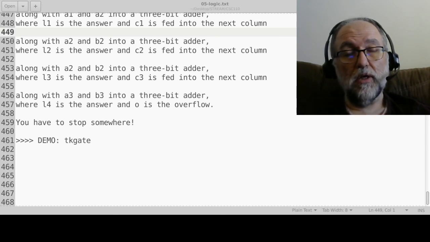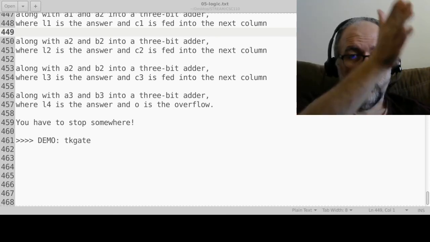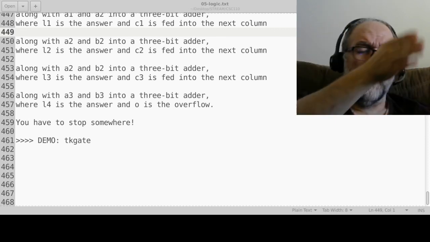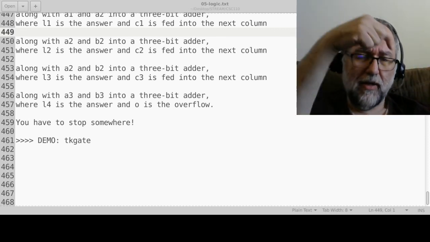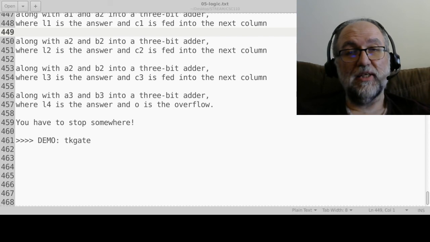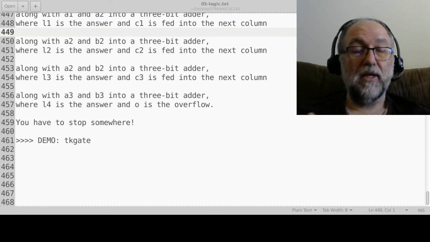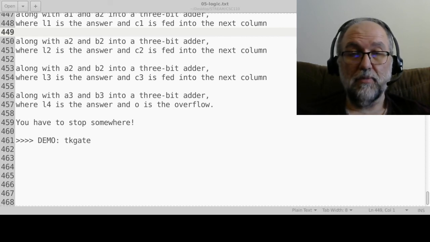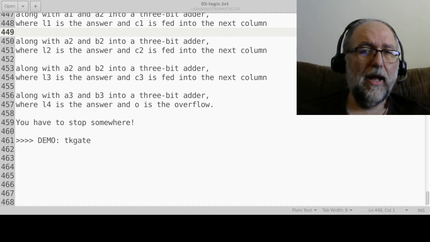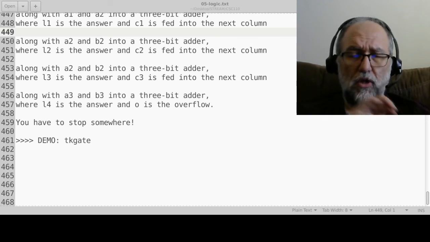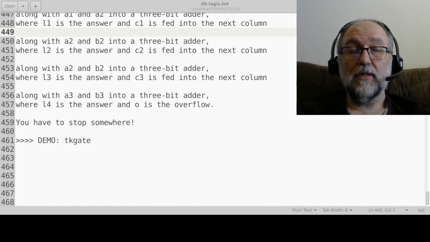Okay, and then I said, well, when we do long addition, we just line up the columns, and each column is a 3-bit adder where the carry cascades into the next one. So I built a machine that does that, and basically I built an adding machine. And so I've accomplished what I set out to do, and that was to build a mechanical mind.